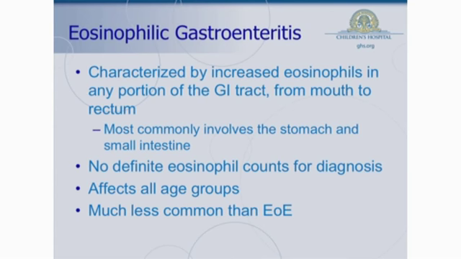One of the differences between this and EE is that there's less definitive numbers in terms of making a diagnosis. People like to throw out 15 or 20 eosinophils per high power field for eosinophilic esophagitis. It's much more difficult to do that with EG because there's already going to be a number of eosinophils that are there to begin with. And so if there's really, really high numbers, it makes it a little bit easier. If there's moderately high numbers, it makes it a little bit more difficult to make that diagnosis.